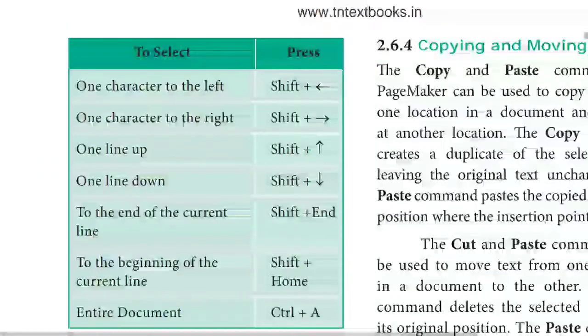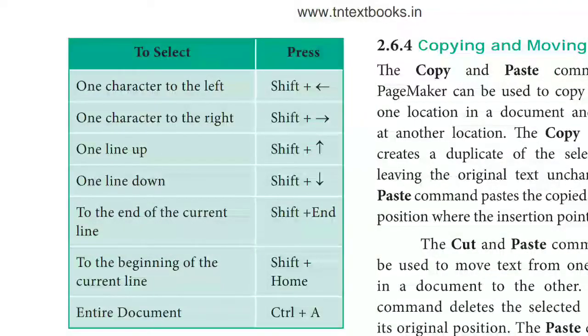These are all the shortcut keys that are used to select the text from left to right, right to left, top to bottom, or bottom to top, everything. To select the entire document you can use Control A. Control A is the shortcut key for selecting all. All the content of the document, not only text but also images or whatever content is placed inside the document, will be selected by using Control A.